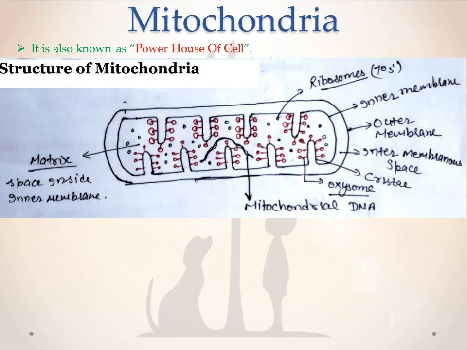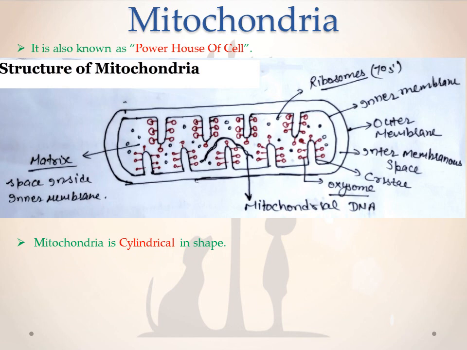Here we see that the inner membrane is infolded and forms finger-like structures. These finger-like structures are known as cristae. These cristae have small projections over them. These small projections are known as oxysomes. And the total space that is present inside the inner membrane is known as matrix. In the matrix, there are ribosomes and mitochondrial DNA, that is its own DNA.